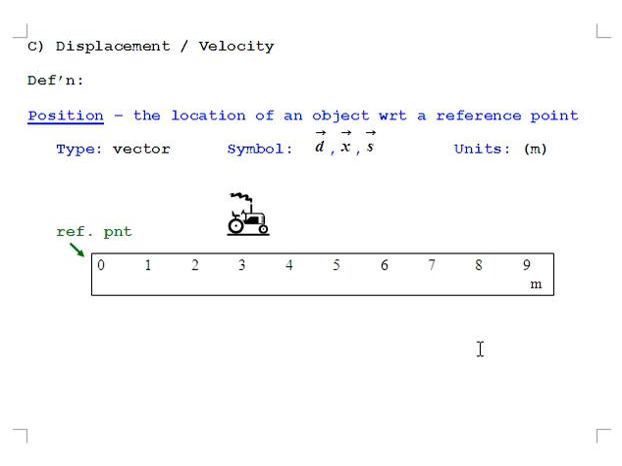So for example, let's say the tractor's sitting right there. Maybe the tractor's parked on the road. Somebody's sketched out a nice big meter stick there. And we want to know where is the tractor sitting relative to the reference point, which we're going to call 0. So let's just ballpark it. The object is at position 3 meters.